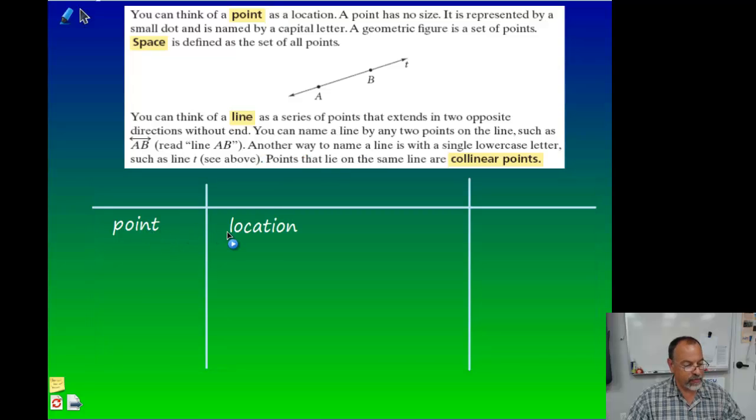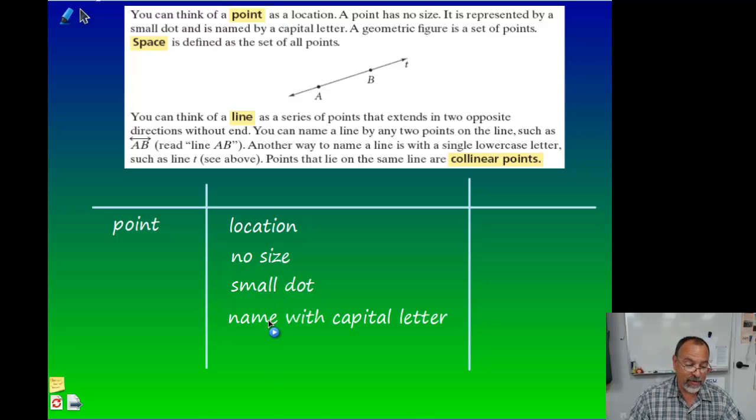The second thing about a point that we need to know is that it has no size. Again, it's just representing a location. It doesn't have a size, so there's no standard point size for a point because they don't have any size. We represent a point or a location by using a small dot, and we name it with a capital letter.